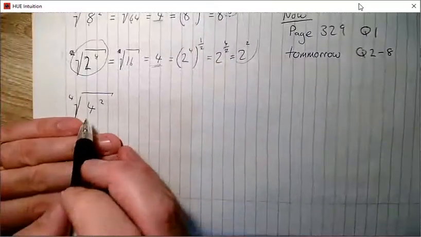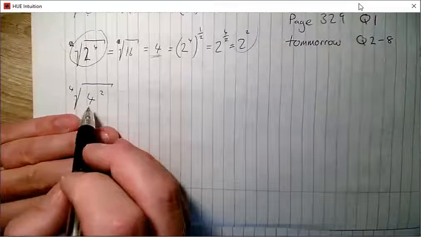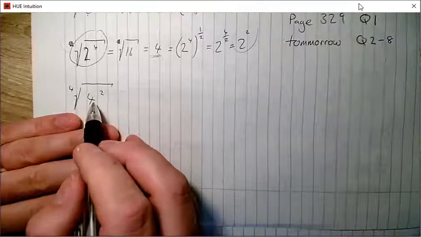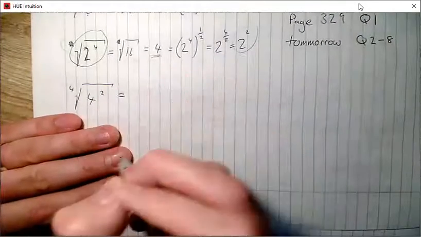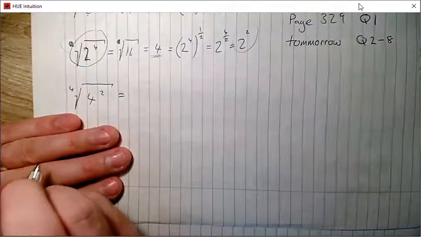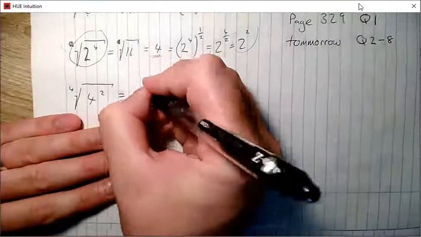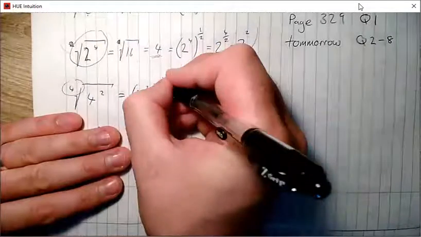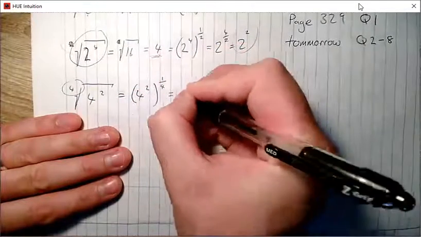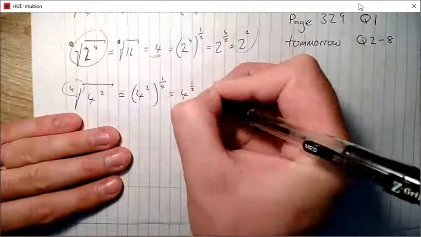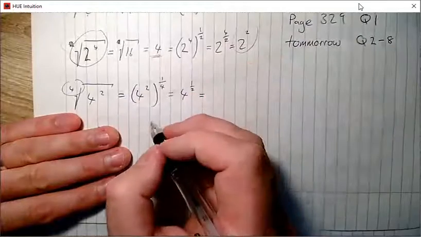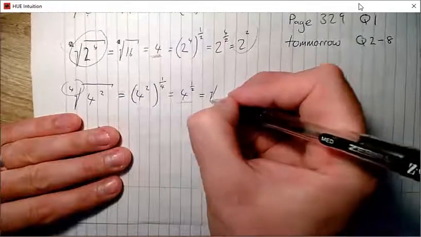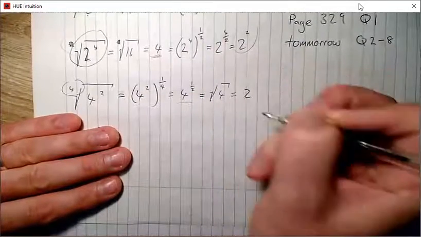This one, let's try and write this as a fractional index. Don't worry about working it out for the moment. Just try and write it as a fractional index. And pause there for a second. Okay, hopefully you said 4 squared, and that's a 4th root there. So that's to the power of 1/4. When you multiply that out, that's 4 to the power of 1/2. And you can leave it like that, or you can say, well, a half, that's the square root of 4. So that's 2.